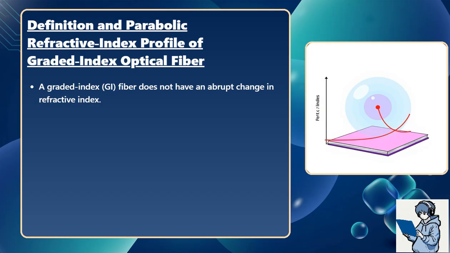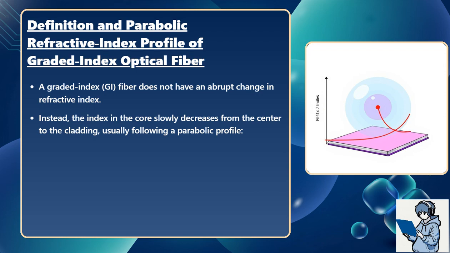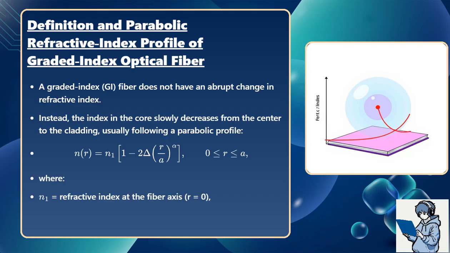A graded index, GI, fiber does not have an abrupt change in refractive index. Instead, the index in the core slowly decreases from the center to the cladding, usually following a parabolic profile. n(r) = n1[1 - 2Δ(r/a)^α] for r between 0 and a, where n1 equals the refractive index at the fiber axis, r = 0. Δ = (n1 - n2)/n1 is the relative index difference. a equals core radius.